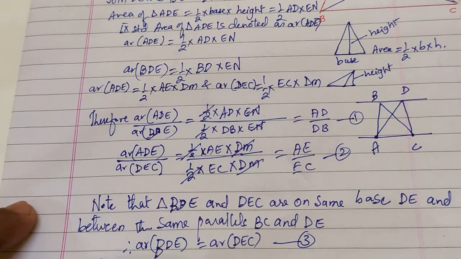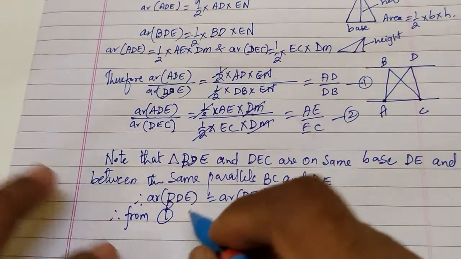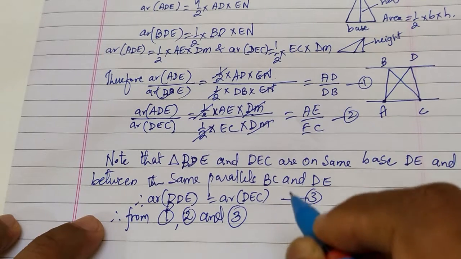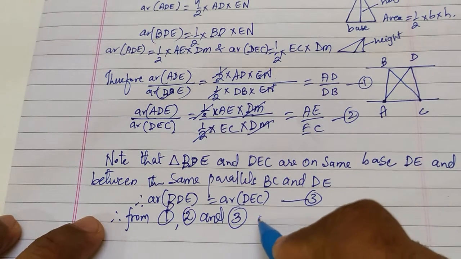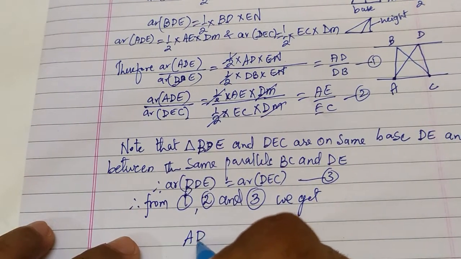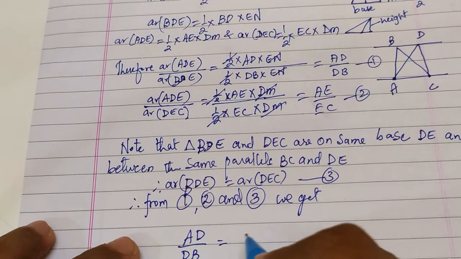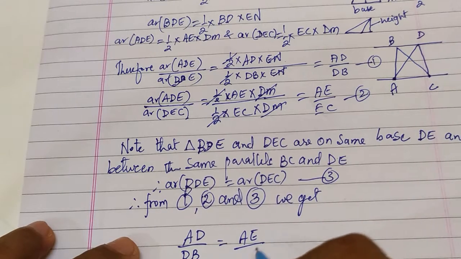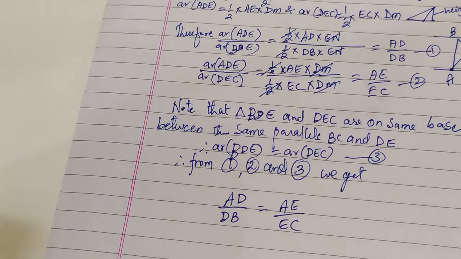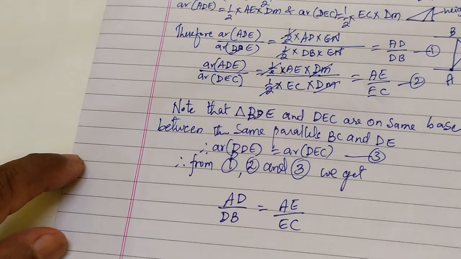Therefore, from statements 1, 2 and 3, we get AD upon DB equals AE upon AC. So with this proof, we are going to use it for the further exercise 6.2. So let's go to exercise 6.2.